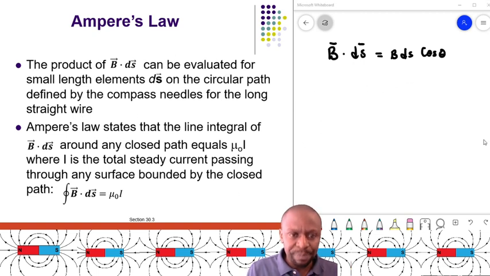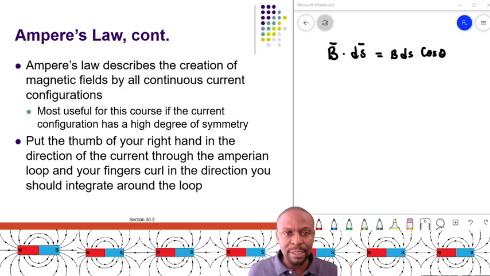Right. Now, Ampère's law states that the line integral of B dot ds around any closed path equals mu naught I, where I is the total steady current passing through any surface bounded by the closed path. So the integral over a closed path of B dot ds is nothing else but mu naught times the current through that path.